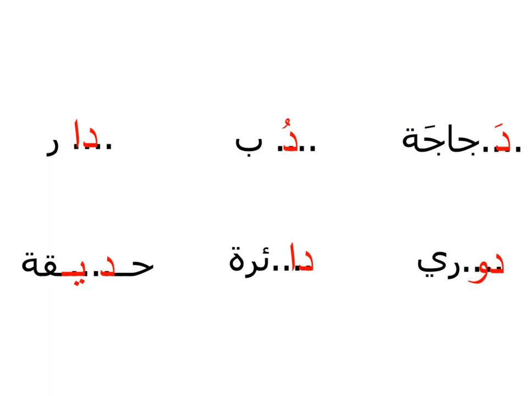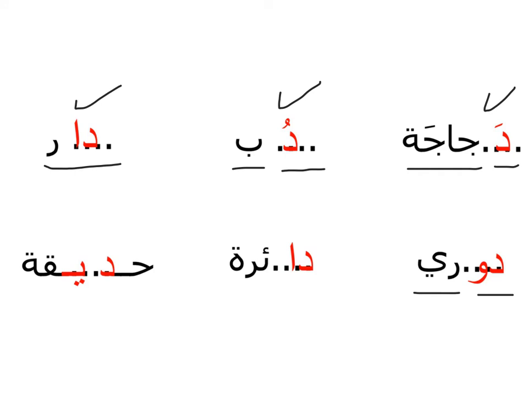Now, let's read the answers. The first one was da, ja, ja. So the missing one was da. Next one, dub. So the missing one was du. Dar, da. Du, ri, du. Da, ira, da. Ha, di, qa, di.